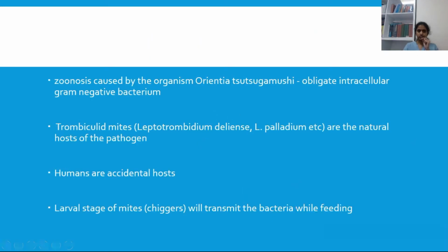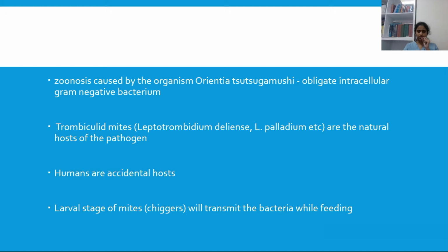This disease is a zoonotic disease, transmitted from animals to humans. Basically, the human is an accidental host for this bacteria. It is caused by the rickettsial bacteria Orientia tsutsugamushi. It's an obligate intracellular gram-negative bacteria, and the vector for this disease is trombiculid mites.